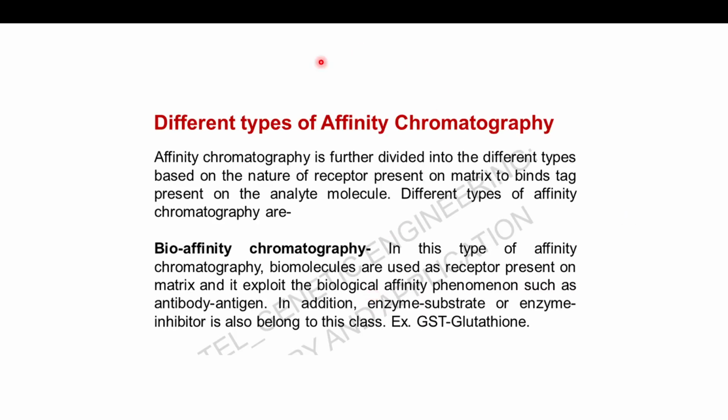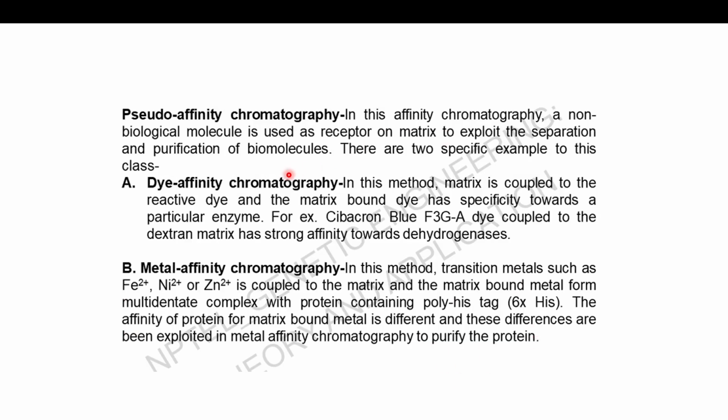Okay. Now there can be different types of affinity chromatography, like bioaffinity chromatography, where biomolecules are used as receptors on the matrix on the stationary phase, and the biological affinity phenomena like antigen antibody interactions are exploited, or enzyme substrate interactions are exploited, like GST glutathione. Okay. There can be pseudo affinity chromatography where a non-biological molecule is used as a receptor on the chromatographic matrix, and this eventually helps in the separation and purification of biomolecules.